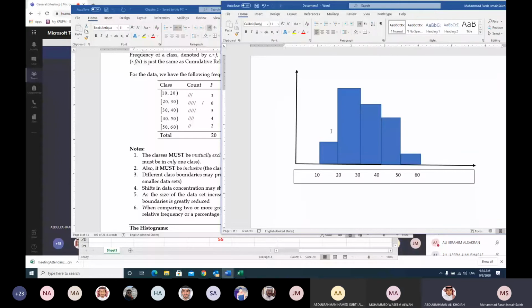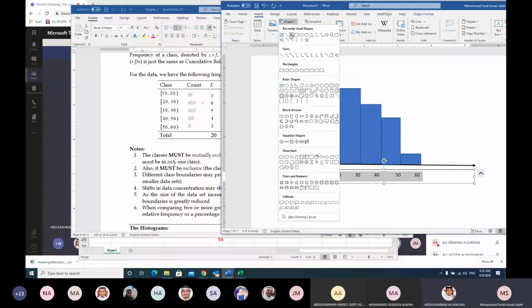Now, on the x-axis we put what? The intervals, the upper end point, or the lower end point: 10, 20, 30, 40, 50, 60. On the y-axis we put what? The frequencies.